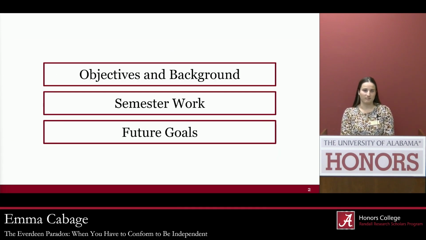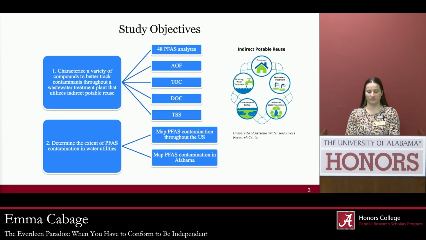First, I'll go over some of the main objectives of this project and some background information, and then I'll get more into the specific work that was completed this semester, and finally I'll go over some of the future goals of this research. So this project has two overarching main goals.